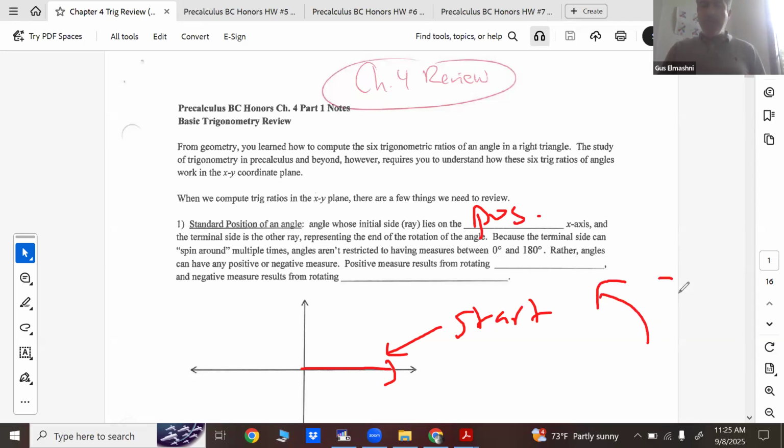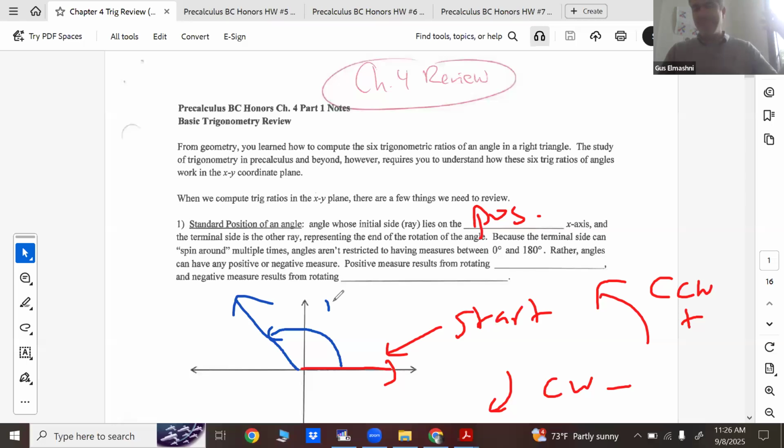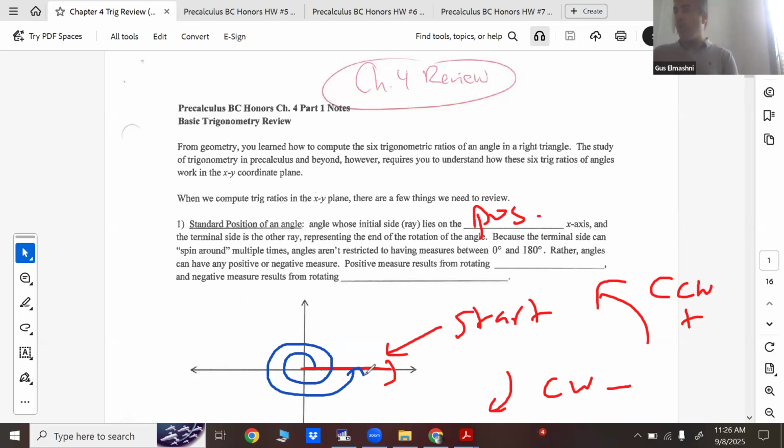Now, counterclockwise, is that positive or negative? Good. Thank you, Marie. Clockwise is negative. So, for example, if I were to rotate an angle like this, if you were to just guesstimate, what would you say that measure would be? 100, and maybe 120, 130, I don't know. But you get the idea of how to draw it, right? If I were to do something like this here, what do you think that would be? 360 twice, so 720, correct.